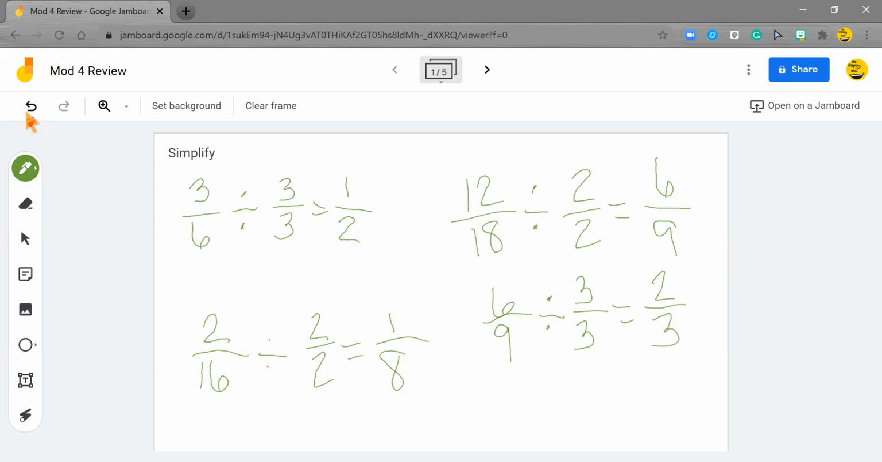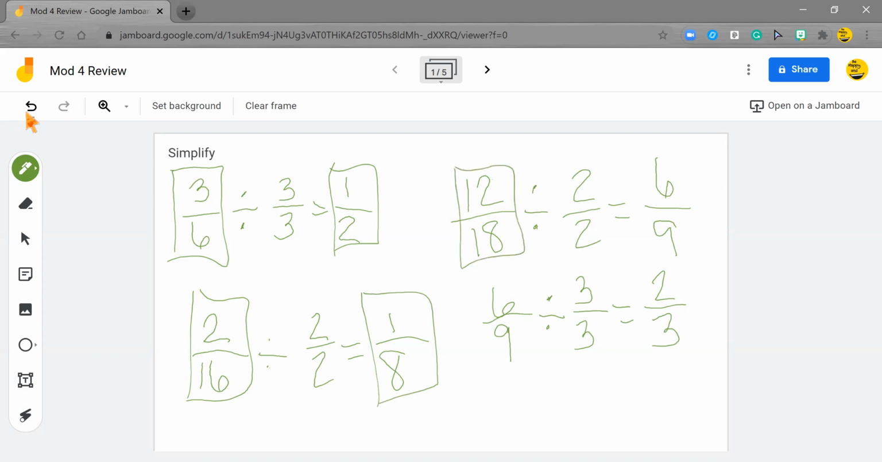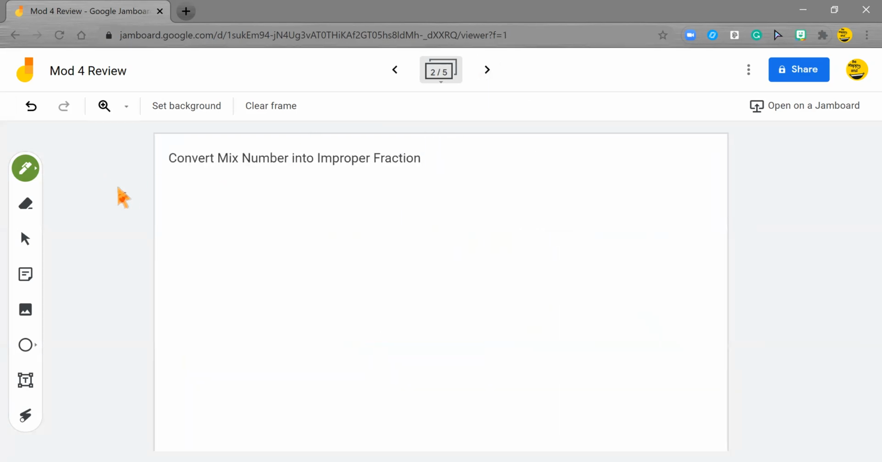So I'm making equivalent fractions for my answers. So 3/6 is the exact same thing as 1/2. 2/16 is the exact same thing as 1/8. And 12/18, 6/9, and 2/3 are all equal. They're equivalent. So now we're going to jump to our next section, and it's converting a mixed number into an improper fraction. We're going to go yellow.